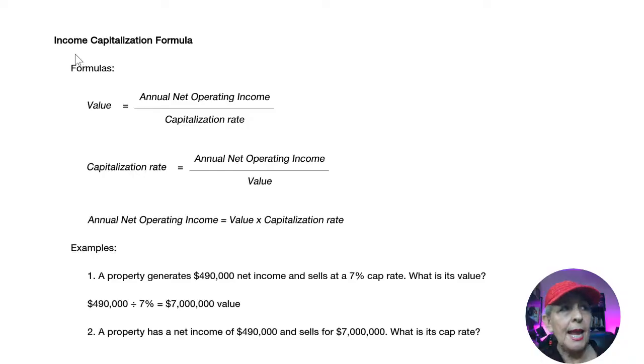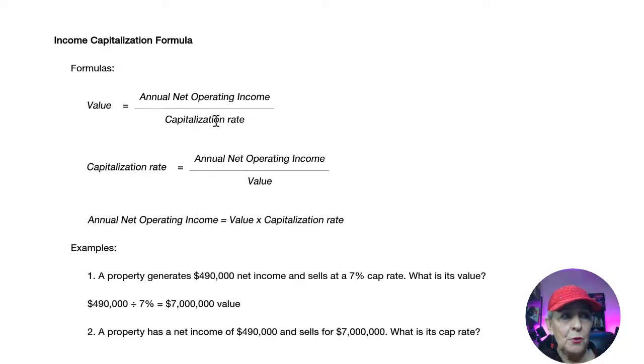Okay, the income capitalization formula. Value equals annual net operating income divided by the capitalization rate, which again is a number. Capitalization rate, just rewriting the formula to solve for something different. Here they solve for value. Below, they're solving for the capitalization rate.